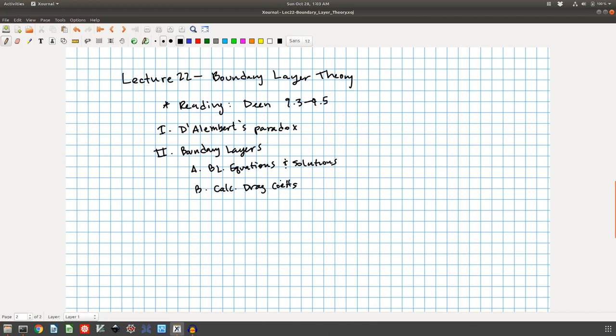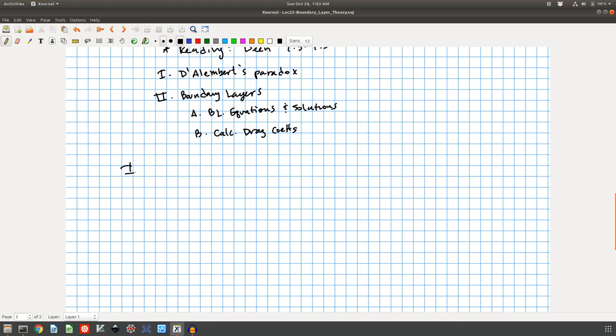D'Alembert's paradox, part one. So last time we calculated drag. You remember we had this drag calculation for an inviscid and irrotational sphere, and we found that the drag was equal to zero. And I said, what? This is not what we had done at the beginning of the semester. What is the problem? This seems strange.